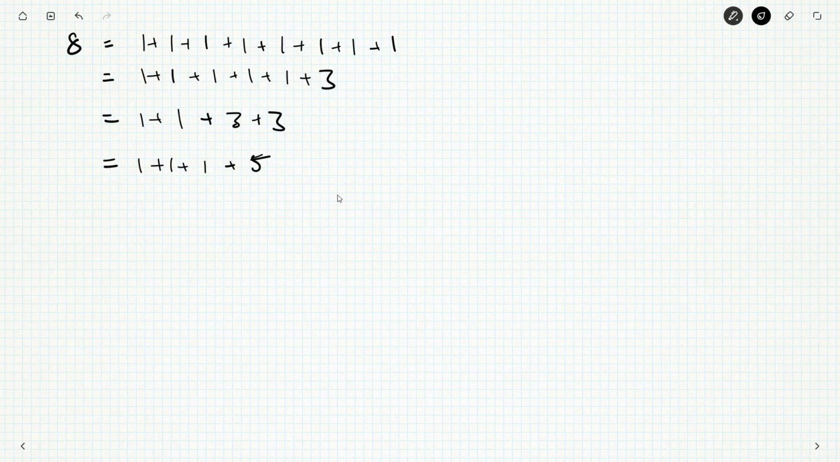So I can't take away any more 5s, but I do notice I can take away 3 ones and put a 3. So 2, 4, 5, there's got to be at least another one.